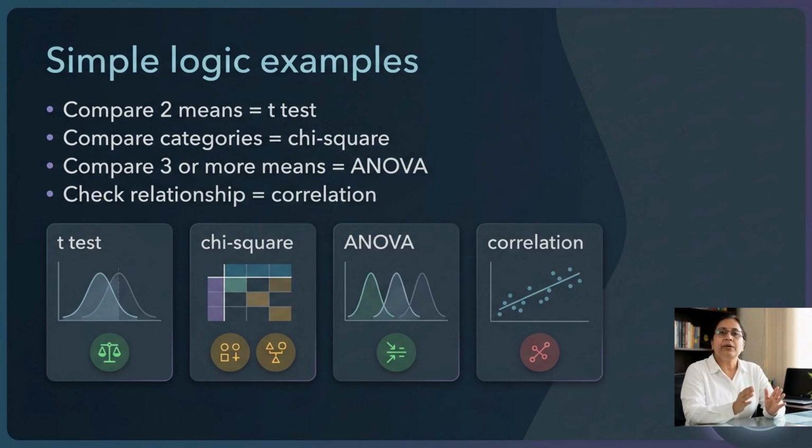Now, let us look at the basic logic. If you want to compare the means of 2 groups, a t-test may be suitable. If you want to examine the association between categories, the chi-square may be used. If you want to compare means across 3 or more groups, ANOVA may be considered. If you want to check the relationship between 2 numerical variables, correlation may be appropriate. These are not random names to memorize. They are tools matched to the type of question and type of data.